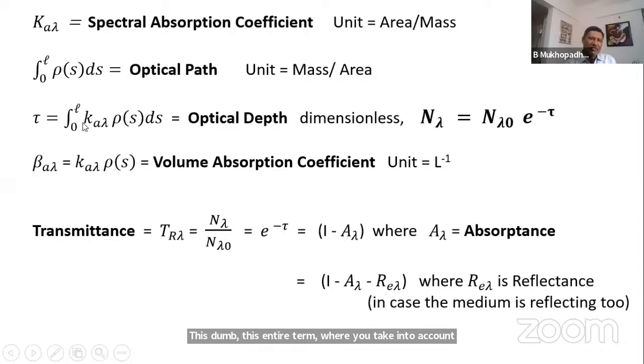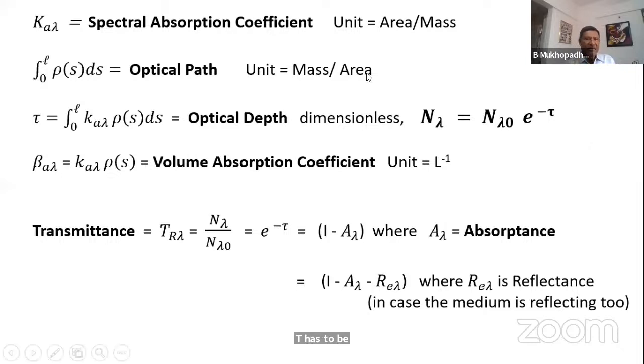Okay, now the third comes this term, this entire term, where you take into account the effect of the molecules also, the qualitative aspect of each molecule, and its ability to absorb per unit density. That total integral from 0 to L is called the optical depth. Now, this is just semantics, but nevertheless, they denote different physical quantities. Now, this optical depth by itself doesn't have a unit. It is a dimensionless quantity. Why? Because n into this ratio is a dimensionless quantity, and hence e to the power minus tau has to be a dimensionless quantity. So that defines the optical depth.